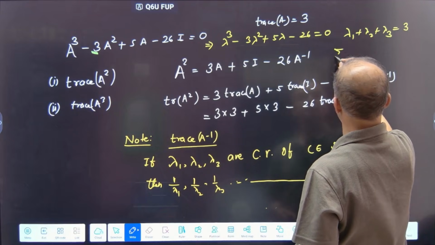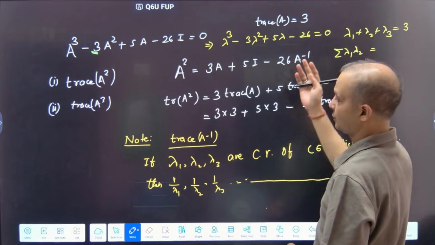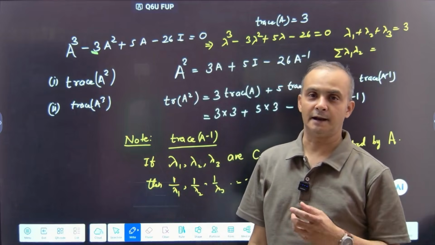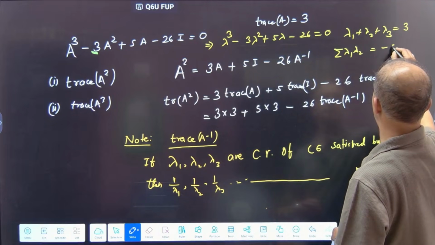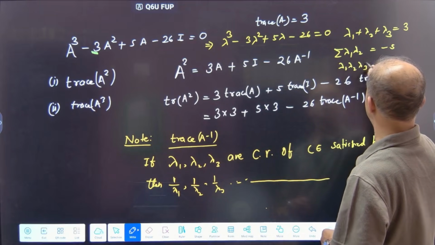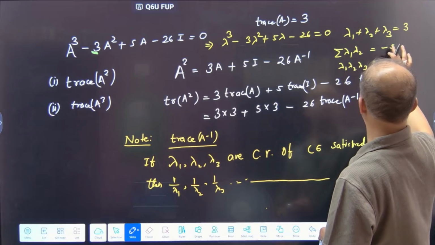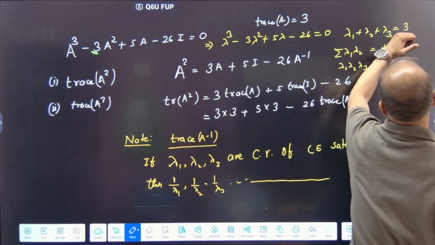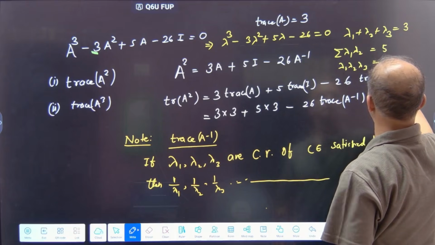We can also find the summation lambda 1 lambda 2 plus lambda 2 lambda 3 plus lambda 3 lambda 1. This product we can find from here is 5. And the product lambda 1 lambda 2 lambda 3 is going to be plus 26, since the signs alternate: minus, plus, minus.